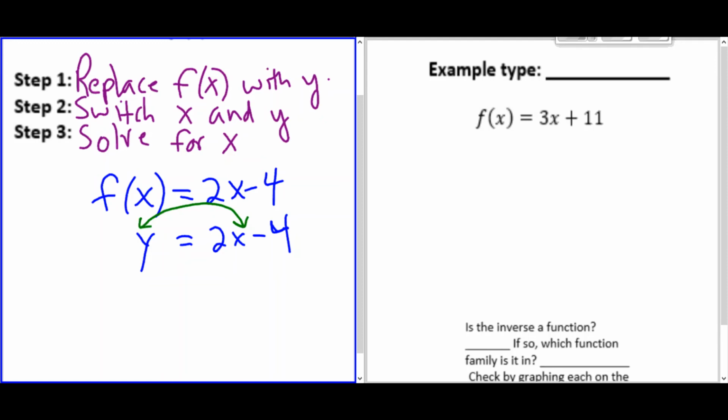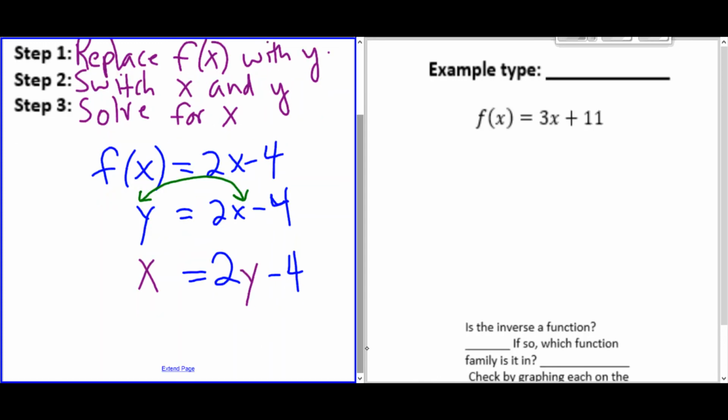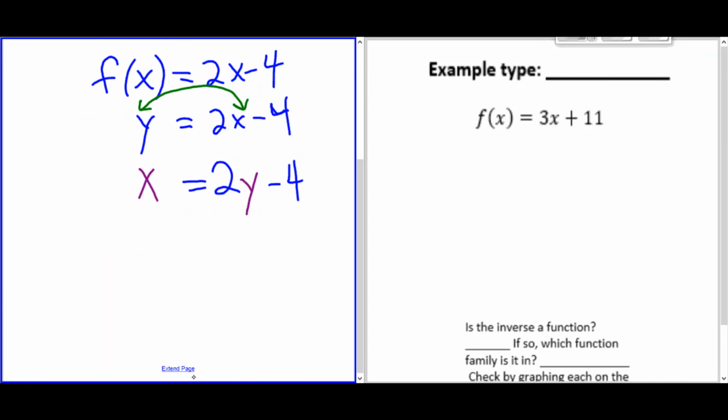So instead of having y equals, I'm going to have x equals 2y minus 4. So all I literally did was just switch my x's and my y's. And then I'm going to solve this for y. So I'm going to draw my line since we're solving.